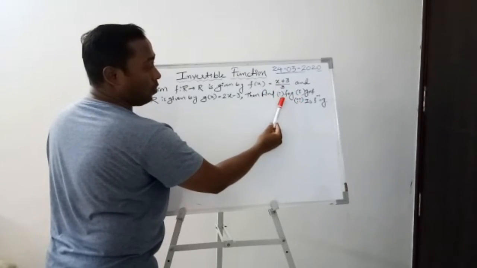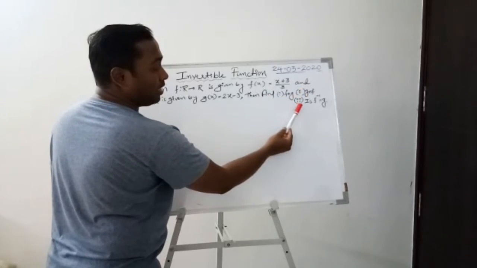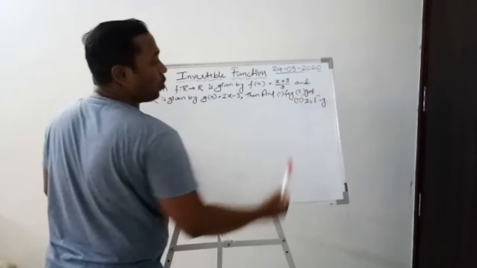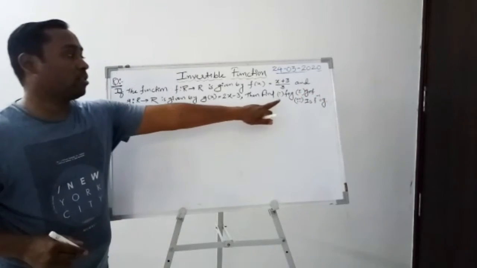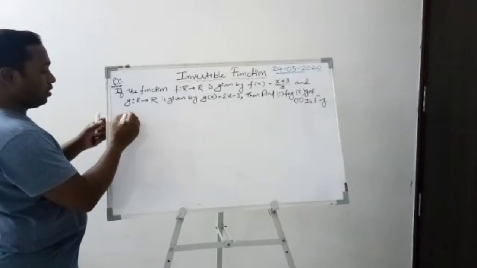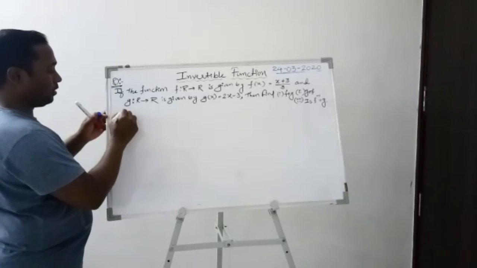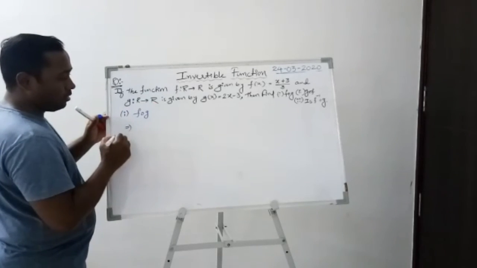First we'll find fog, we'll find gof, and in the third part we'll check whether the inverse of the given function f is g or not. So for that, first we'll finish the fog and gof, first part and second part, in the usual manner. So what is the first part we need to complete? First we'll find fog. How to find the fog?